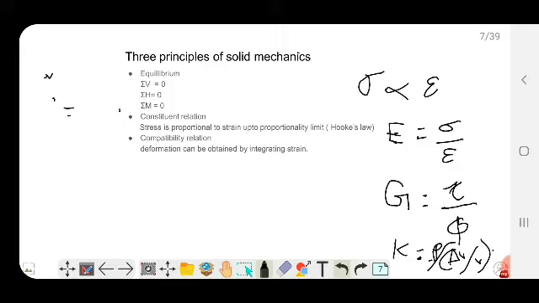And the third principle is compatibility relation. Actually, this third condition denotes that deformation can be obtained by integrating strain, or in simple problems we are dealing with, we need a third relation too, such that we can find stresses and strains, and this is given by compatibility relation.